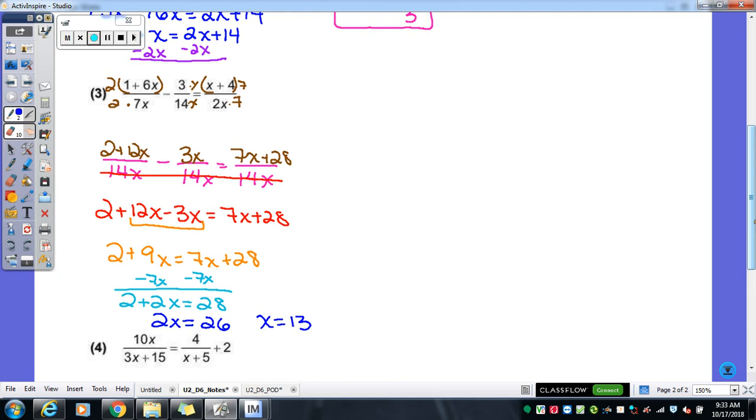So if I go back up and check, if I plug a 13 into any of those denominators, are we going to get a 0? No. So we can keep our answer, x equals 13.